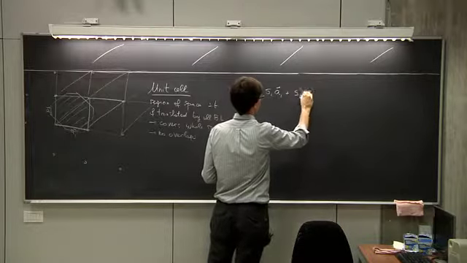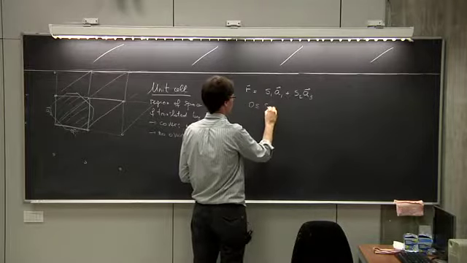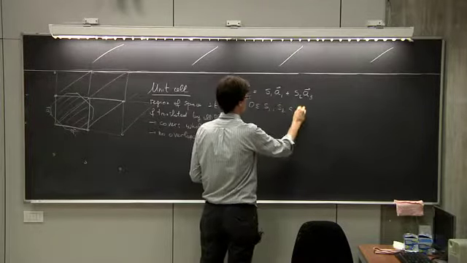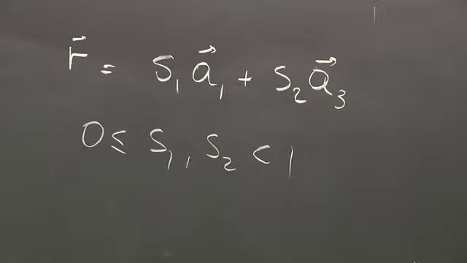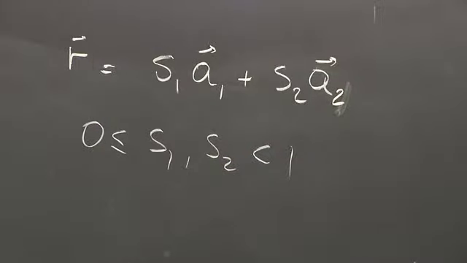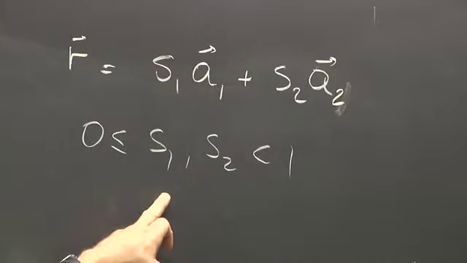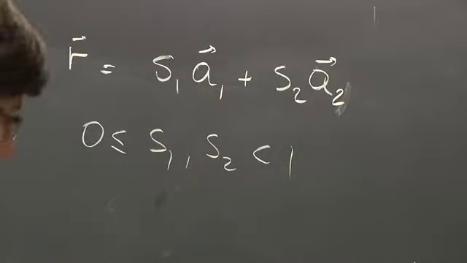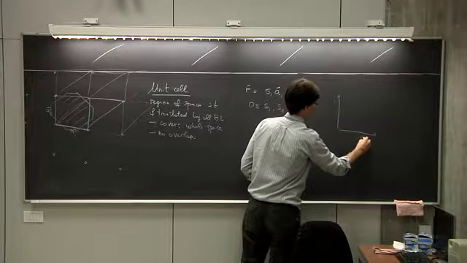R equals S1 A1 plus S2 A2, where S1 and S2 are between 0 and 1. In 2 dimensions. In 3 dimensions, of course, this. Oh, sorry, A2 here. What kind of region am I describing with this? Is this clear to everyone? Suppose I have A1 and A2.